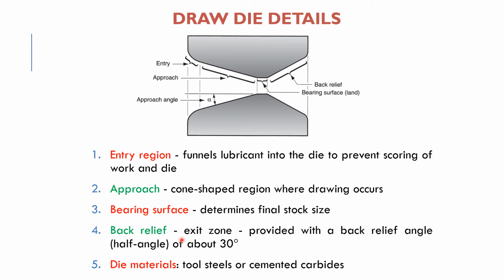And then we also have back release, where there is the exit zone where the work material will start to come out. This one will have the angle around 30 degree to allow for the work material to come out easily from the die. And then we also have approach angle alpha over here. So the die material is usually tool steel or cemented carbide.